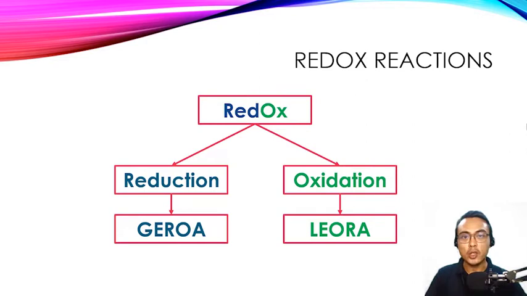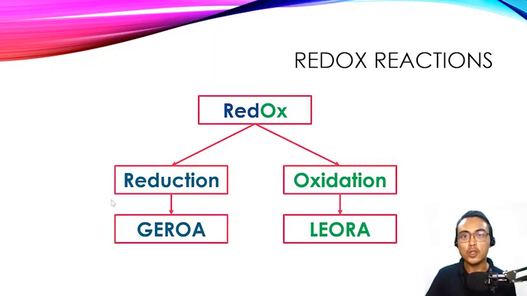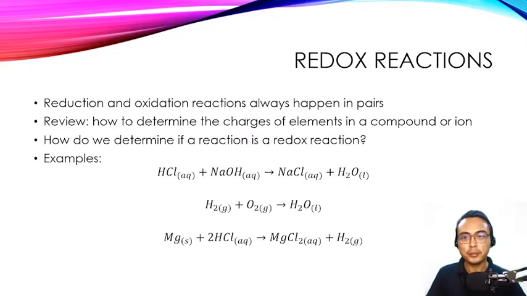Based on those mnemonics, you can imply that there is an exchange of electrons in redox reactions. One half reaction, that is the oxidation half reaction, loses its electron, and the electron that is lost is being transferred to the reduction reaction, which gains the electron. In a way, it's just a transfer of electrons between two half reactions. Let's discuss these concepts further.